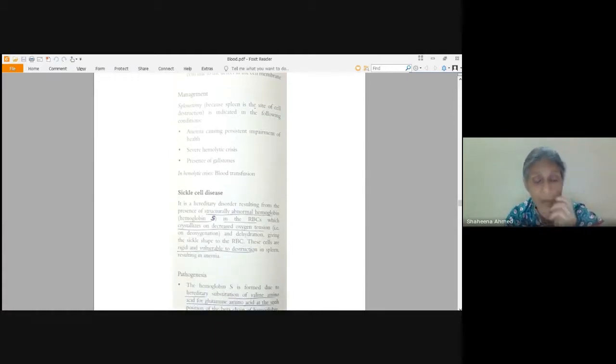Now the management: splenectomy can help because once the spleen is removed, the destruction of RBCs will be delayed. Then you can correct the anemia, and the thing is, you will have to see according to the etiology what intervention you're going to take. Like in hemolytic crisis, you're going to give blood transfusions.